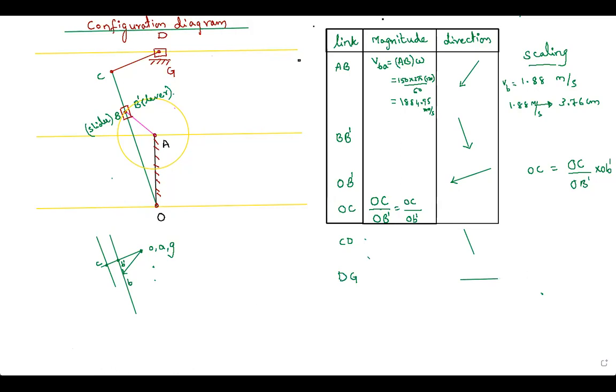So now again, we are going to do that. Passing through G, you'll find out D, wherever they are intersecting here. That is your value of G. So this is your value of D over here.